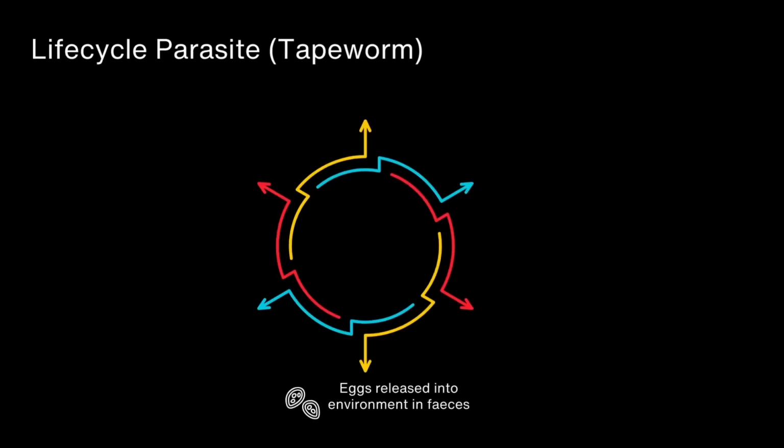If we now move on to look at the life cycle of parasite. So how does a parasite get into the human small intestine? So it starts by eggs being released into the environment as feces.